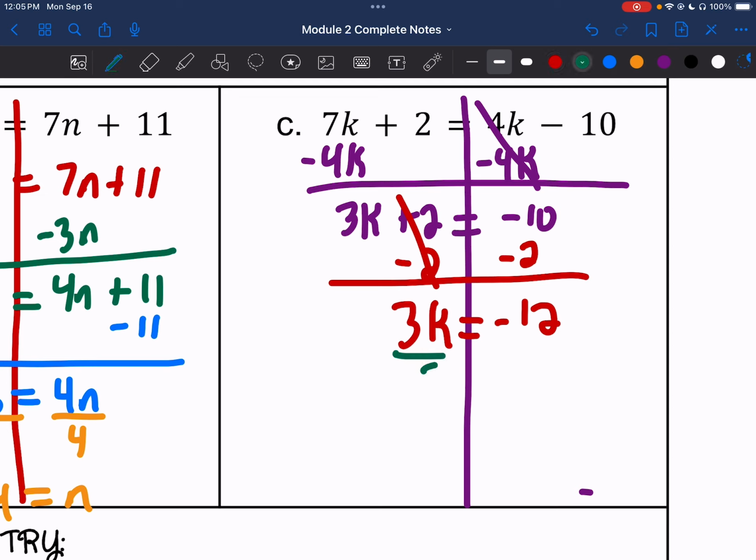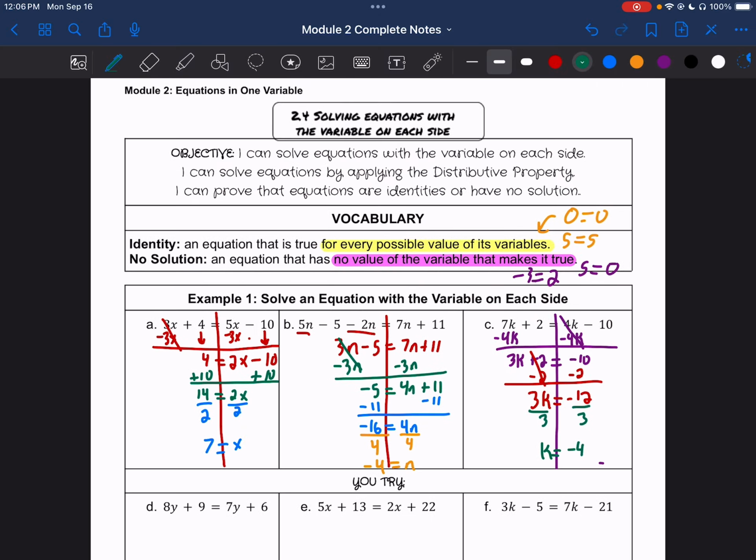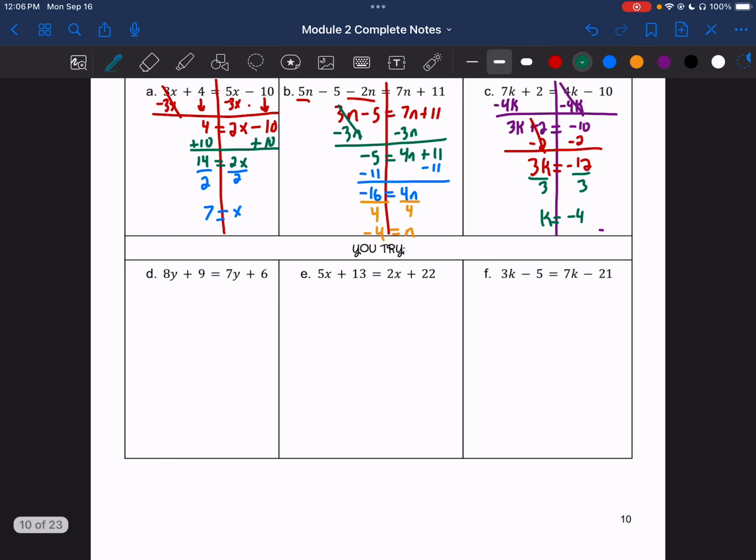Divide both sides of the equation by 3, and we find that k is going to be equal to negative 4. Now, I would like you to try questions D, E, and F on your own, and then check them against my work in a moment.